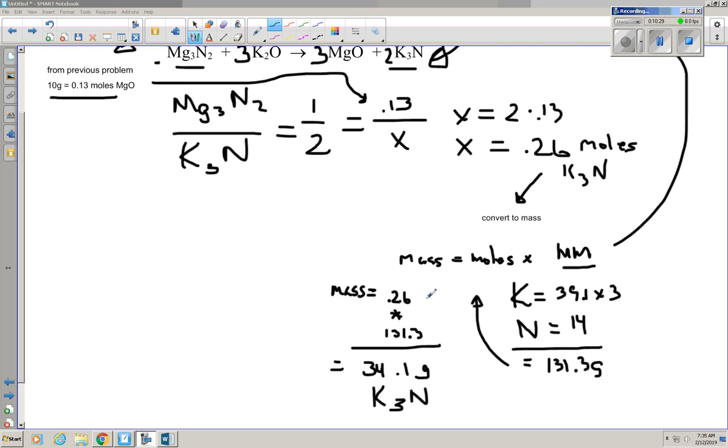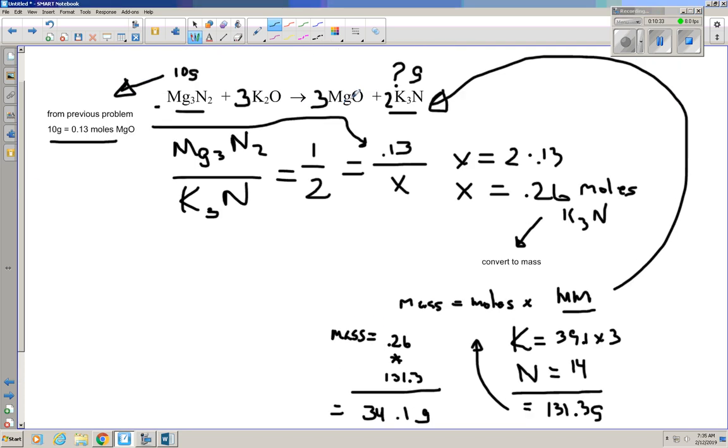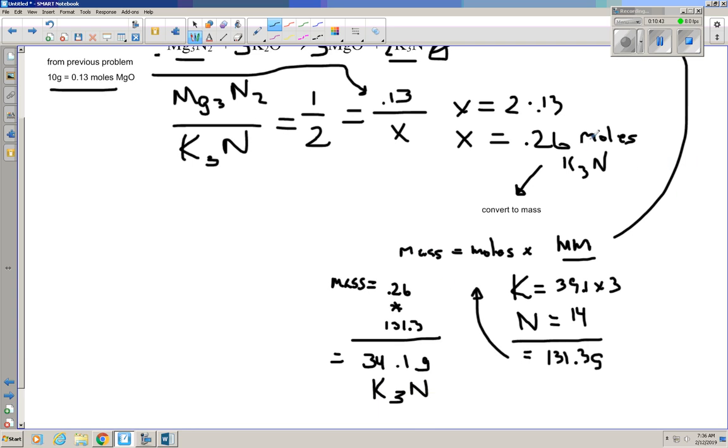Okay, if we're wrapping this up, we found out that 10 grams of magnesium nitride gives us 0.26 moles of potassium nitride at the very end. And then we converted moles back into mass by multiplying by the molar mass of potassium nitride, which ends up giving us 34.1 grams. So give yourself a pat on the back if you got that answer.